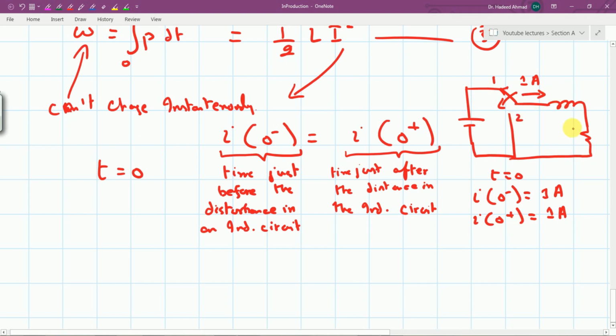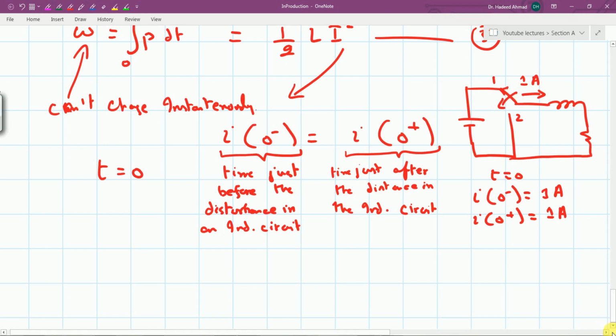Here for this particular circuit, my emphasis is to only describe that the current through an inductor cannot change instantaneously. Whatever value it has before any disturbance in a given circuit, it will try to retain that value for a very small period of time, and that is known as I(0+).